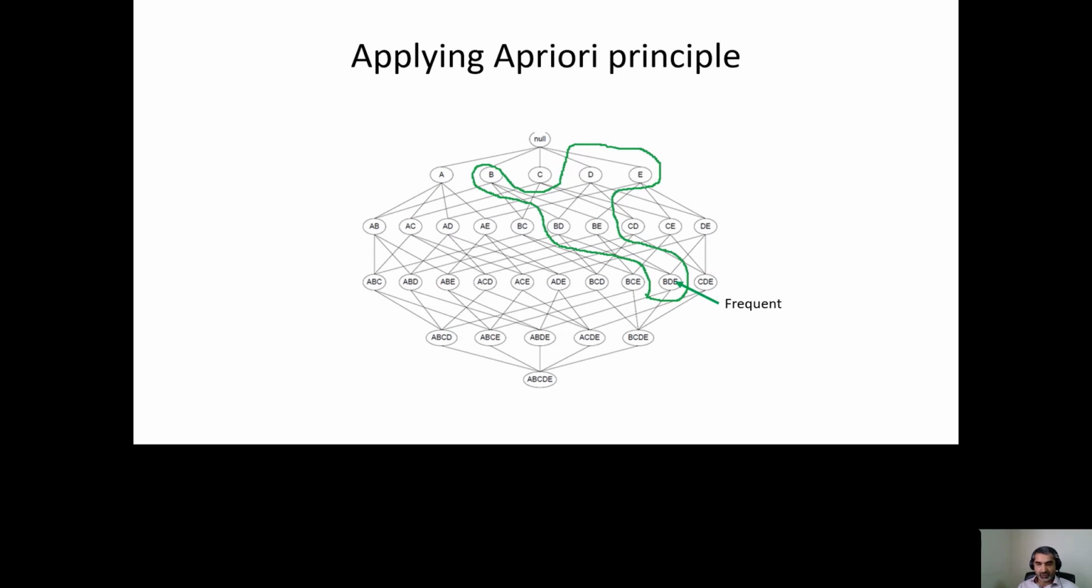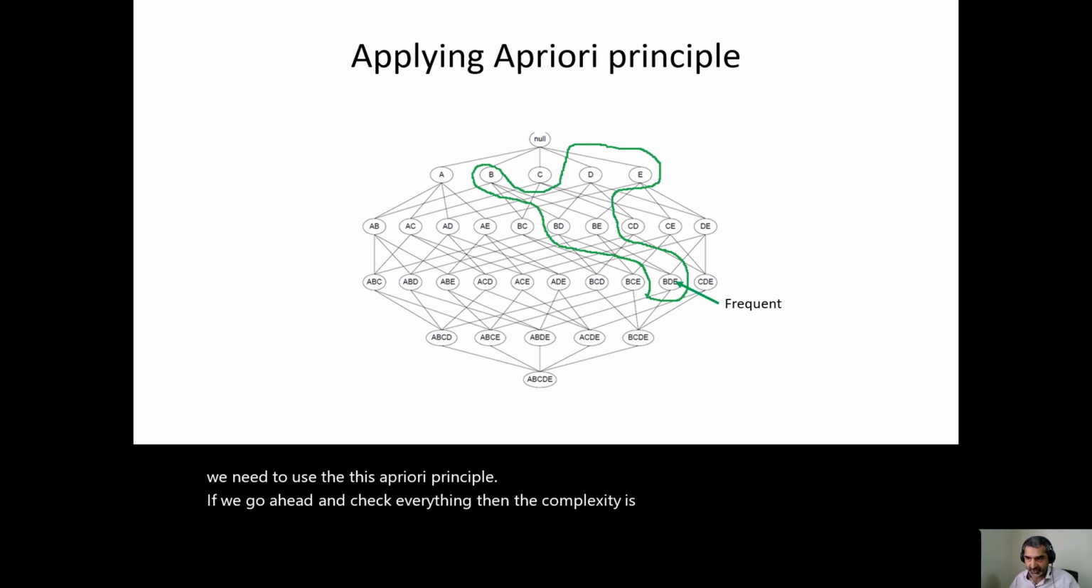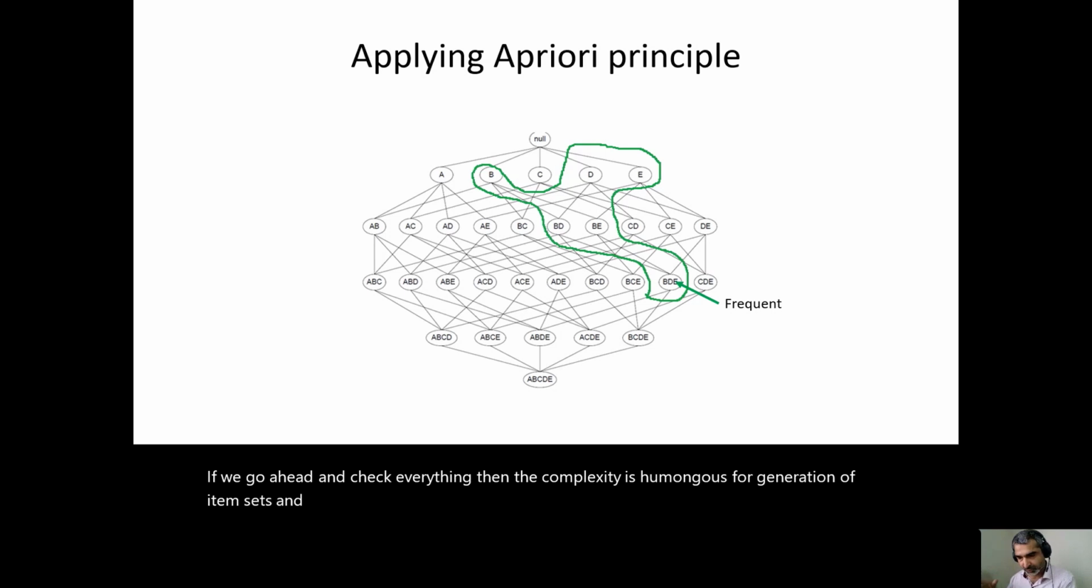That is what we are trying to avoid. If we want to avoid that, we need to use this a priori principle. If we go ahead and check everything, then the complexity is humongous for generation of item sets, and then for checking the support and confidence of individual rules. There are so many operations, to the order of NMW. So we want to reduce those, right?